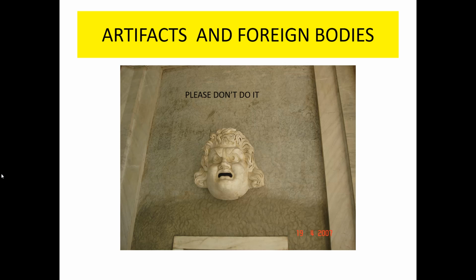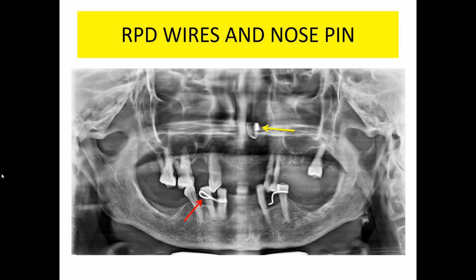Dental appliances, body piercings, jewelry and eyeglasses left on during taking an OPG will appear as radiopaque artifacts superimposed over the images. Ideally, to avoid this, all these items should be removed before taking the patient for the procedure. In this radiograph, metal removable partial denture wires shown by red arrows and a nose pin shown by yellow arrows are seen as opaque artifacts which could have been easily avoided.